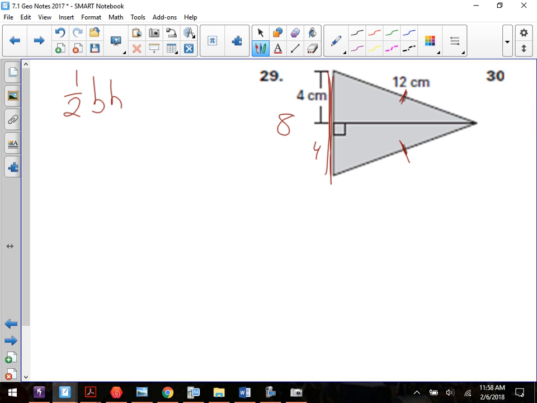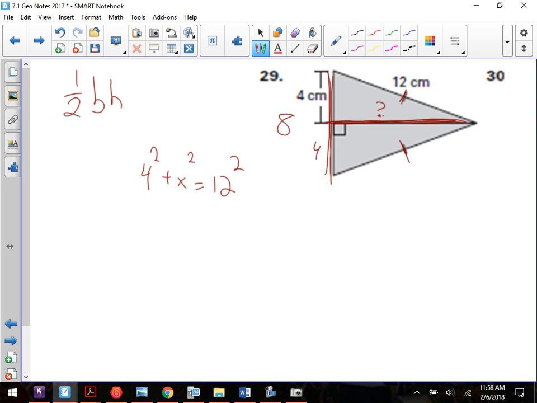Okay. Now, the heights then of triangles are where the right angles are created. So that means I have to do an extra step here to figure out what is this missing value here. So if you think about it, is this missing value here a leg or is it a hypotenuse? It's a leg. So what we have to do is 4 squared plus something squared is 12 squared.